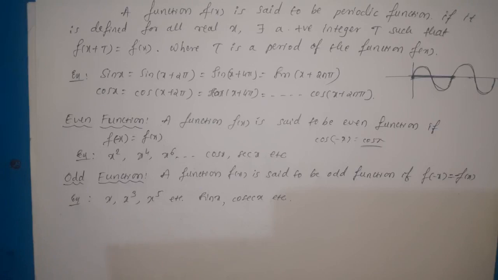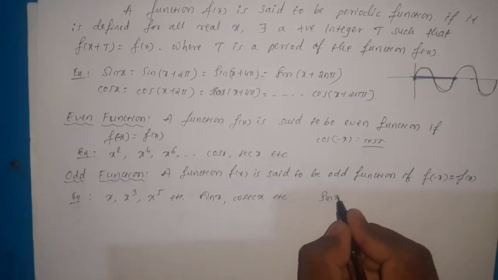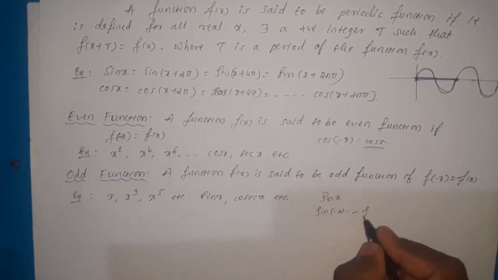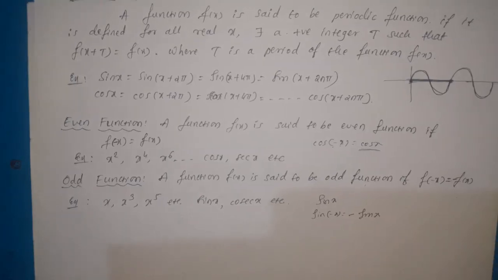And then odd function, a function f of x is said to be odd function if f of minus x equal to minus f of x. So such functions are called as odd functions. So here these are the examples: x, x cube, x power 5, means all odd powers of x, and then sin x and cosec x. So here sin x, if you consider sin x and if you replace x by minus x, then it is equal to minus sin x. So therefore f of minus x equal to minus f of x, then such functions are called as odd functions.